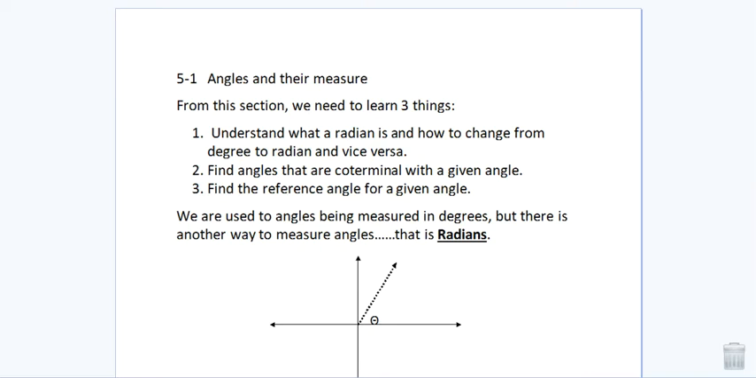Second thing, volunteer for this one? Go ahead, Aubrey. Find angles that are coterminal with a given angle. Okay, I'll show you what that means in a second. And then lastly, find the reference angle for a given angle. So three things that we really want to accomplish today. I like to put goals up here in terms of what we're going to start with. These are the important things that we cover today. You might want to highlight those, but that's what we're after.